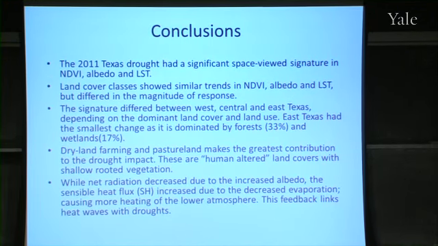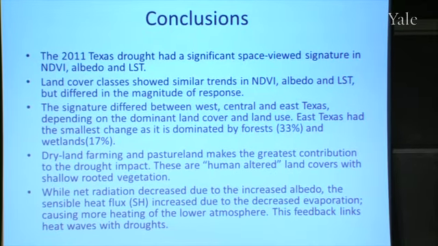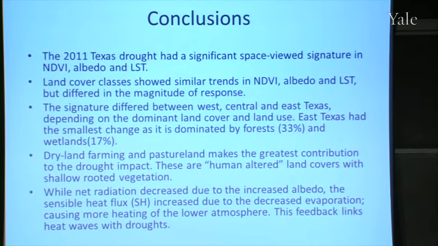Here's what we conclude. The 2011 Texas drought indeed had a significant signature. We can see it easily from space. It's more than 1 standard deviation above the normal year-to-year variation.